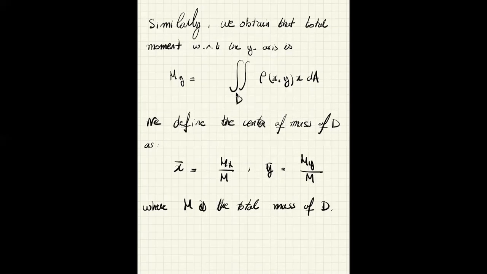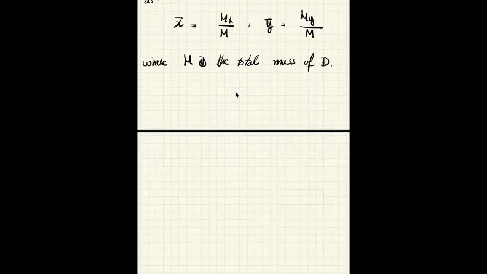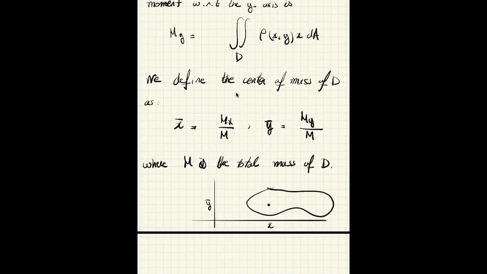So as I said, the physical interpretation is this point here. When you find this x bar and this y bar, it's going to be something like this: this is the region, and then you find x bar and y bar, and it's going to balance fully when you support this region D on this point here. So that's the physical interpretation of it.